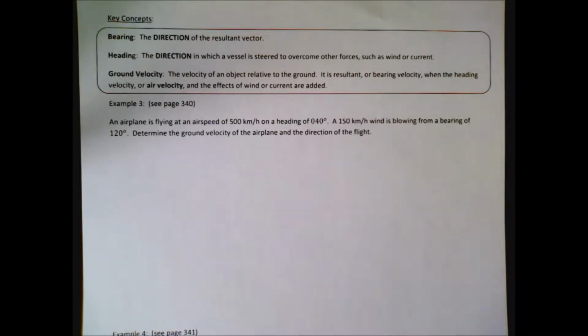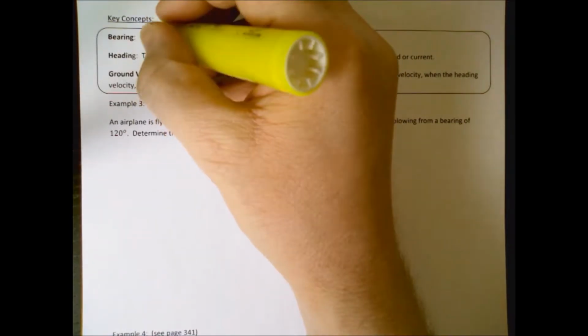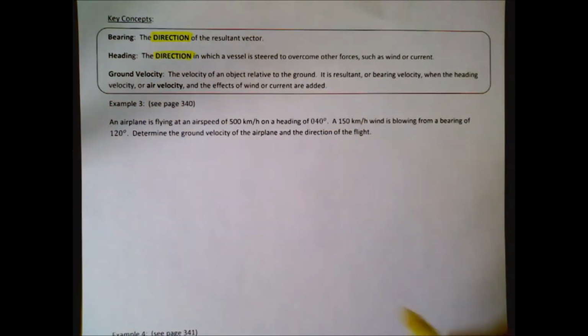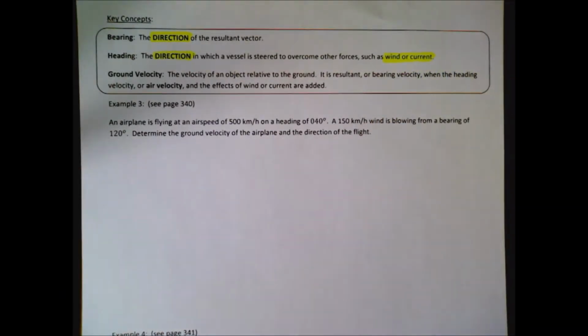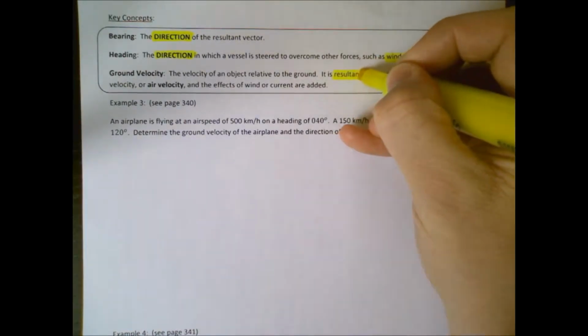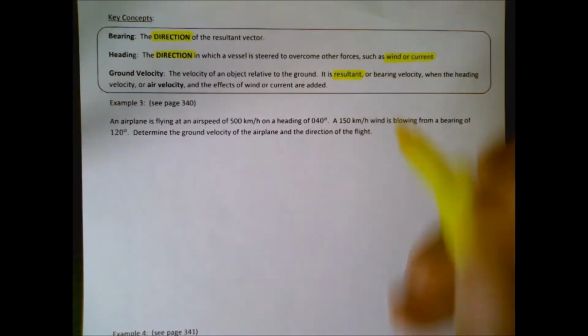So we're going to go over a few things here. Bearing is the direction of the resultant vector. The heading is the direction in which the vessel is steered to overcome other forces such as wind or current. Ground velocity is the velocity of an object relative to the ground. It is the resultant. Really important. It is the resultant, or bearing vector, when the heading velocity or the air velocity and the effects of the wind or current are added. So ground velocity is actually the resultant.